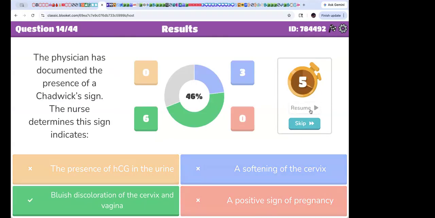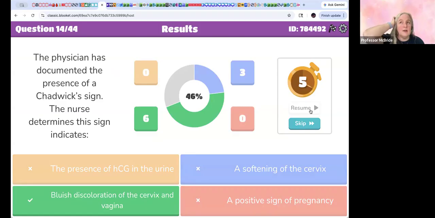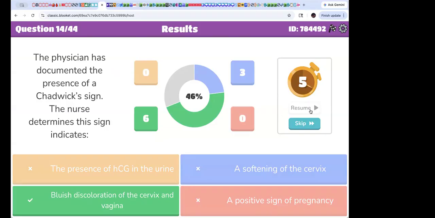Chadwick's sign is that bluish discoloration of the cervix. What sign of pregnancy is Chadwick's sign? Presumptive, probable, or positive? Probable. Good, probable.